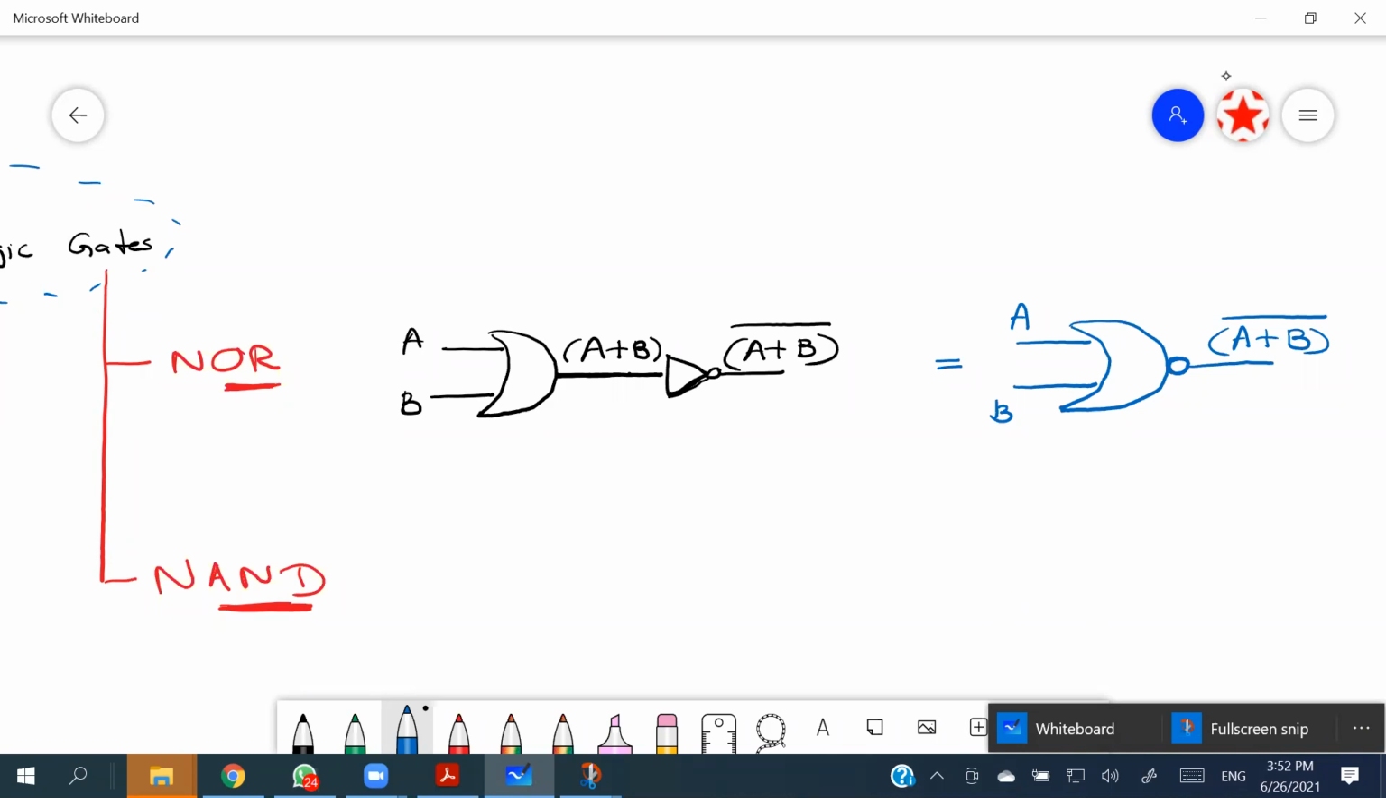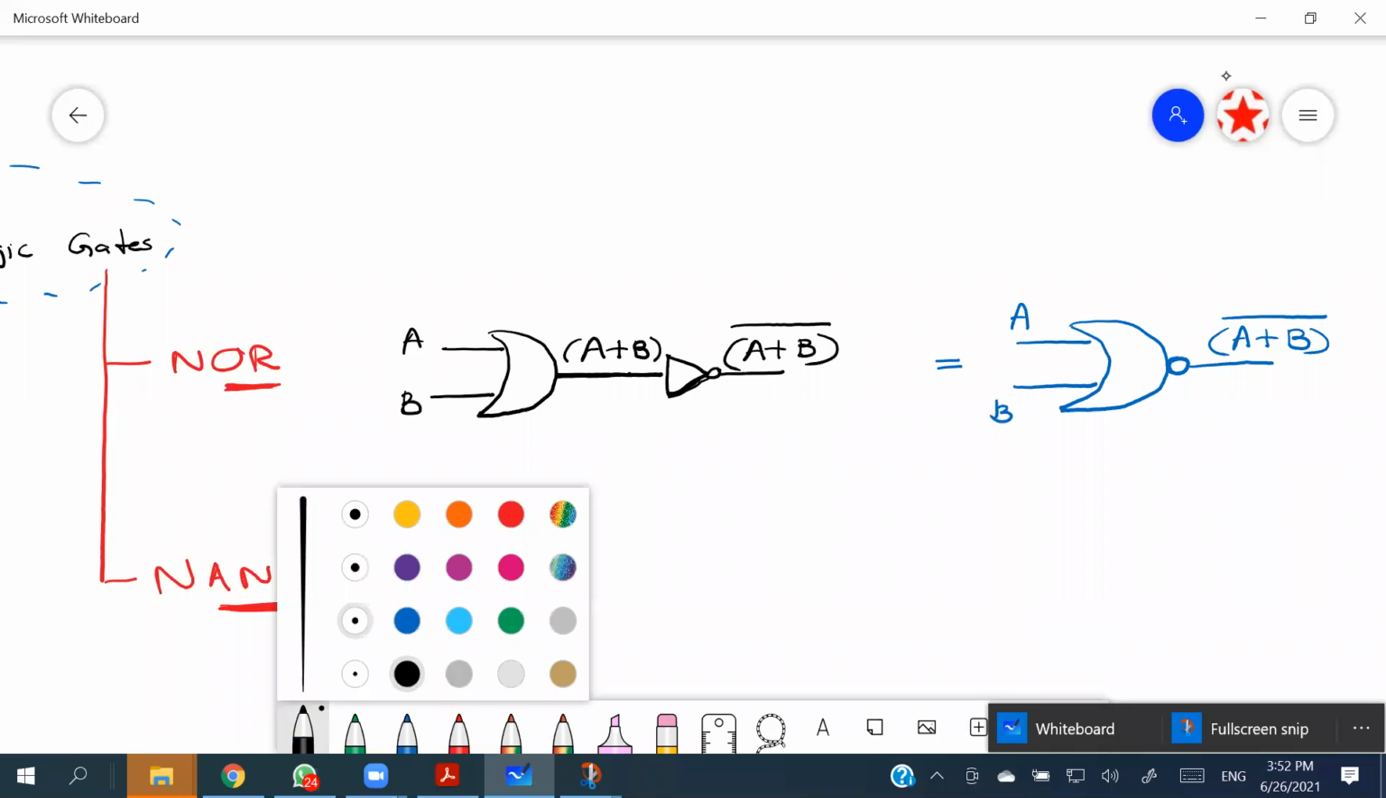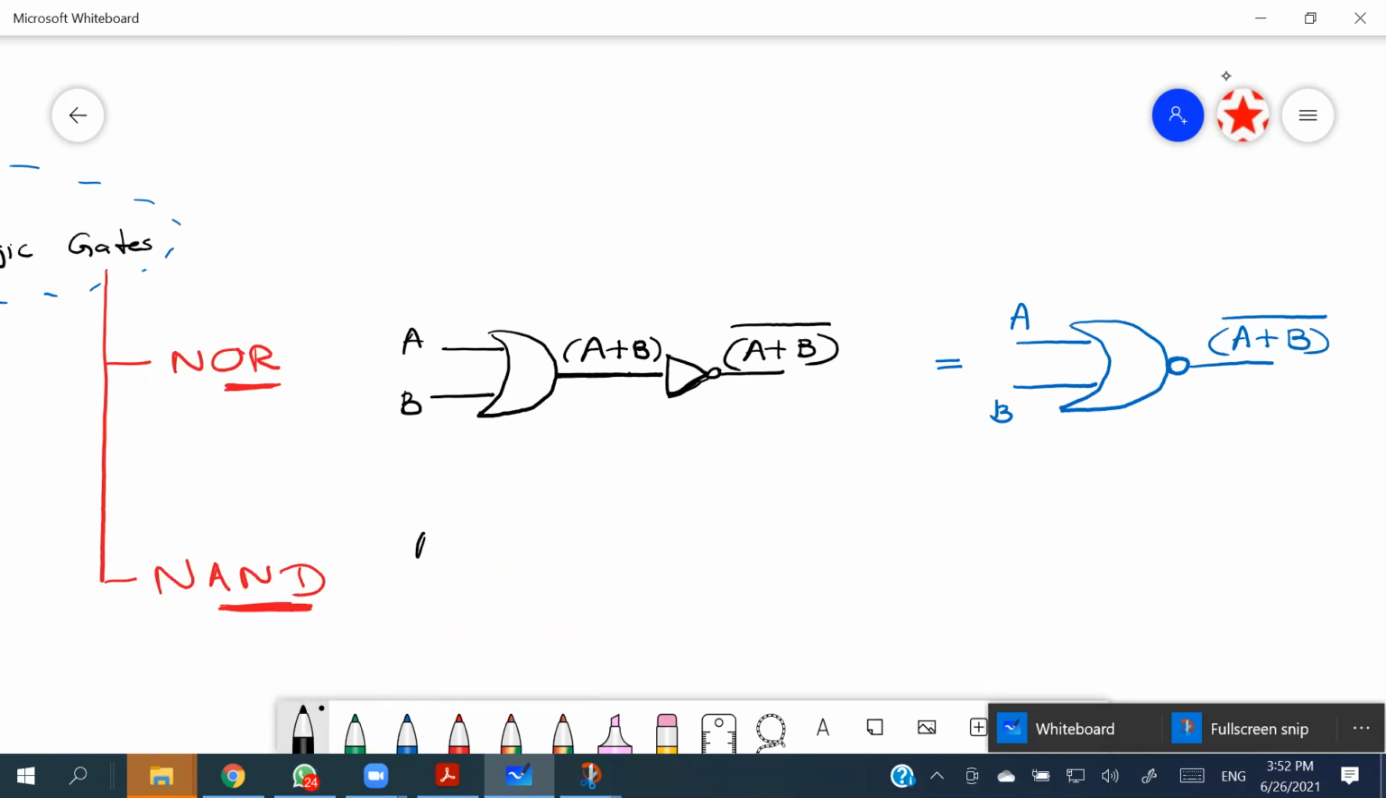Right. So the same way, NAND is made according to the very same logic. A and B inputs go through an AND gate, and the output goes through a NOT gate. So this is A dot B, and A dot B total bar is going to be received.